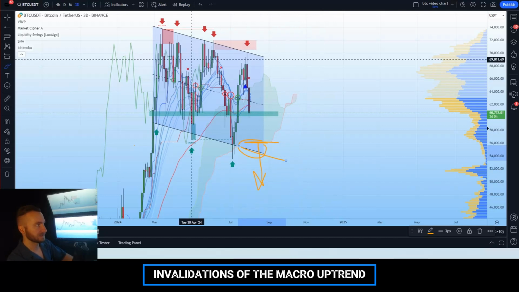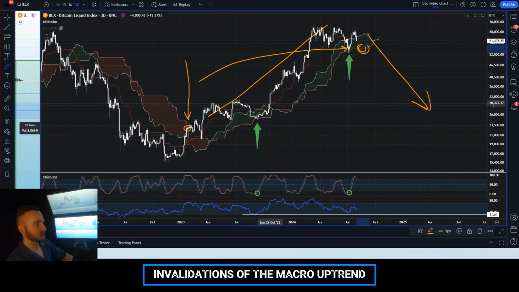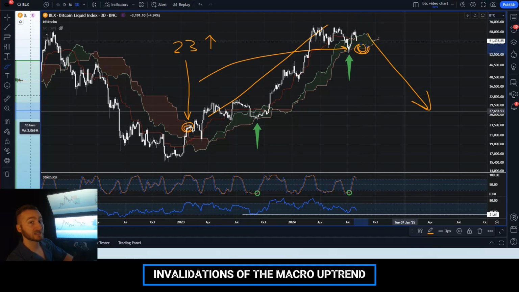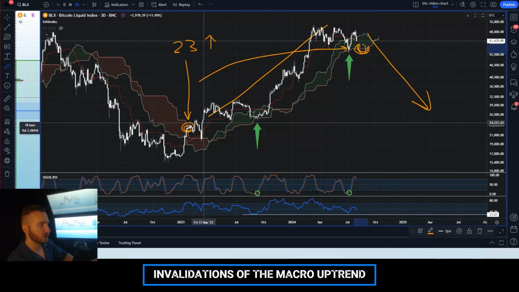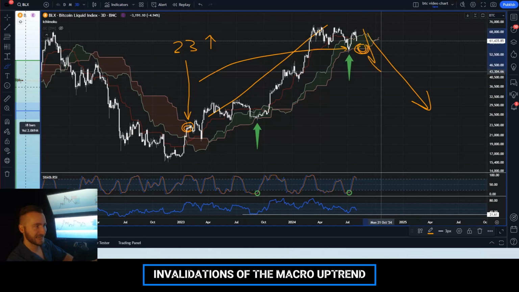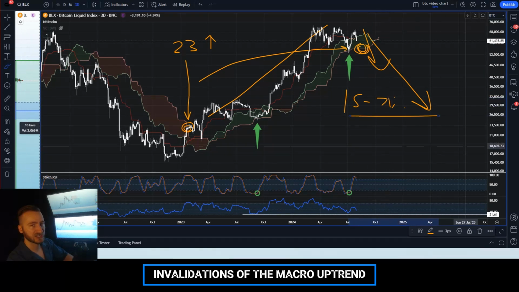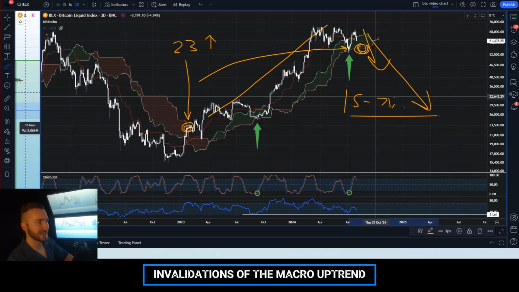This would be incredibly bearish because, historically, we have not broken through the leading span since January 2023. This was the start of the uptrend, and if we break below it, this will be the start of the macro downtrend. Historically, every time we break below the leading span B from the top side down, we see a 15 to 71% correction in the price action. That is, again, a macro downtrend. So we are watching out for that.